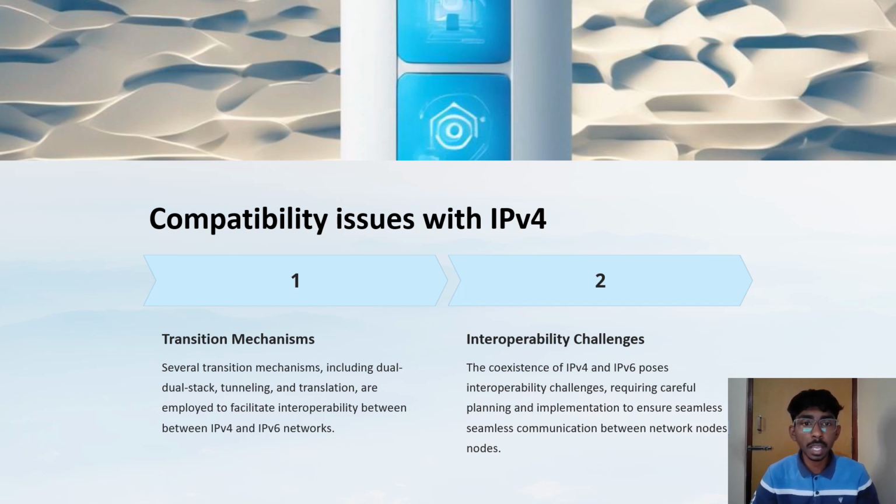Compatibility issues with IPv4. Transition mechanisms, interoperability challenges. Several transition mechanisms, including dual stack, tunneling, and translation, are employed to facilitate interoperability between IPv4 and IPv6 networks. The coexistence of IPv4 and IPv6 poses interoperability challenges requiring careful planning and implementation to ensure seamless communication between network nodes.